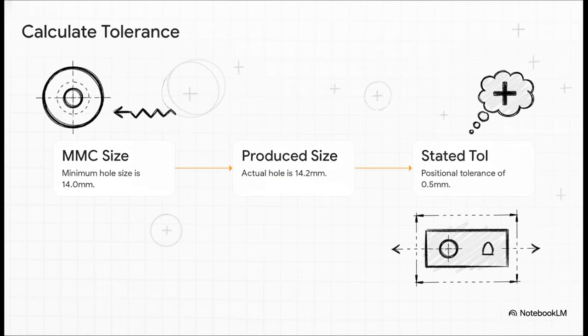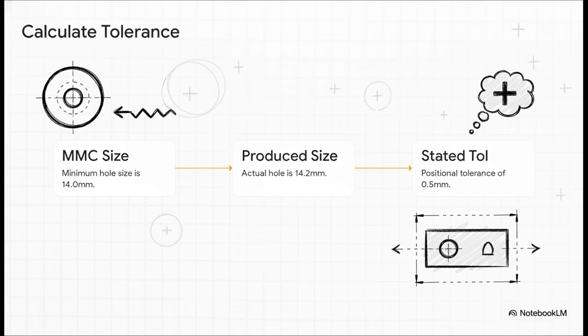All right, before we move on to the next major concept, I want to do a quick pop quiz. Let's see if we can calculate the total available position tolerance together based on these three numbers. Imagine you're out there inspecting a part. Step 1, you check the blueprint and it says the minimum hole size, which is the MMC, is 14.0 millimeters. Step 2, you measure the actual physical hole the machinist produced and it turns out slightly larger, let's say 14.2 millimeters.